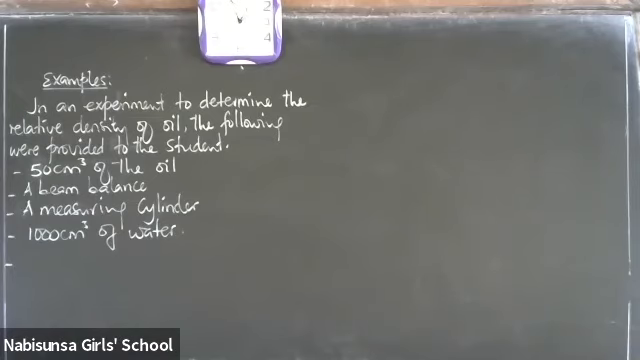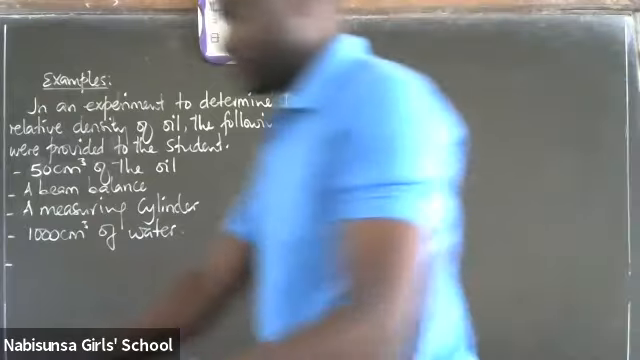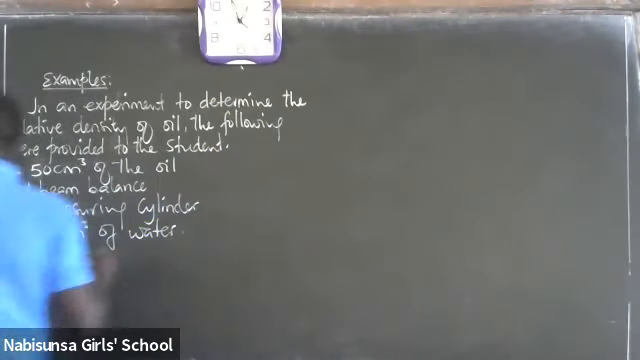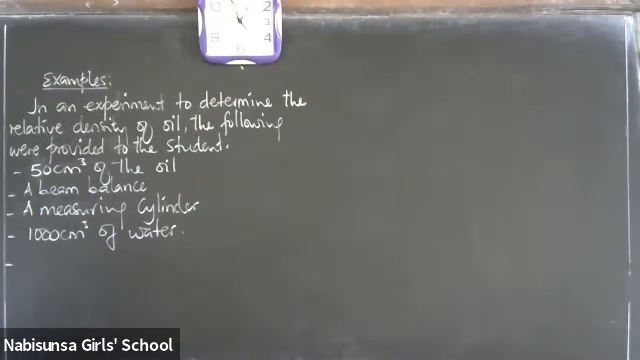Okay, if you can see, just read for me what's after beam balance. A measuring cylinder, then 1,000 centimeters cube of water. Now, 1,000 what? Centimeters cube of water, okay.